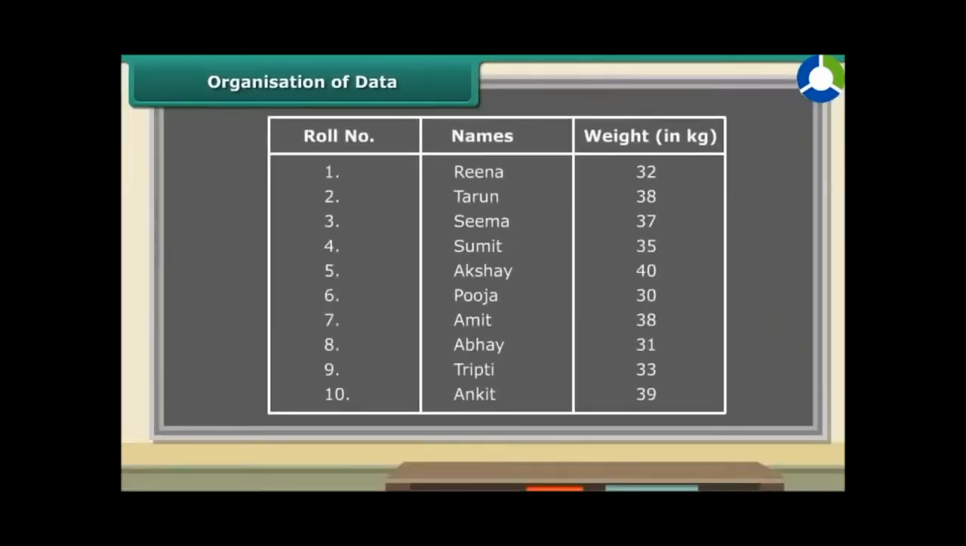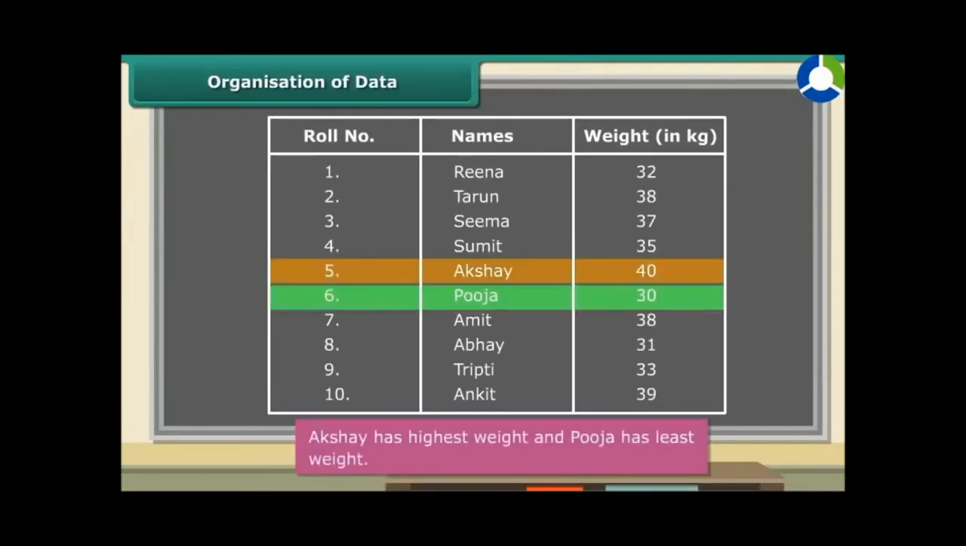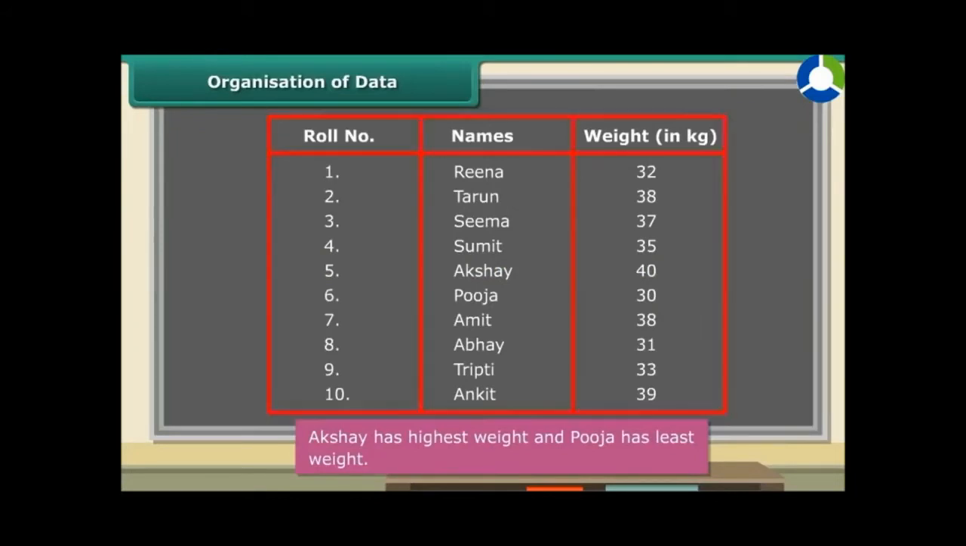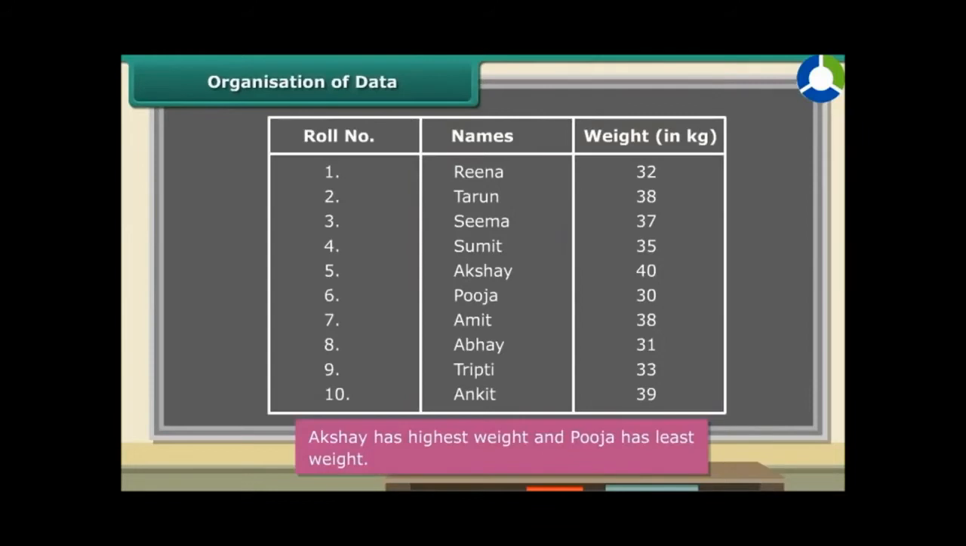Now look at this data. You can easily know which student has highest maximum weight and which has least. So when we put data in a proper table, it becomes easy to understand and interpret. We can put many kinds of data in tabular form.